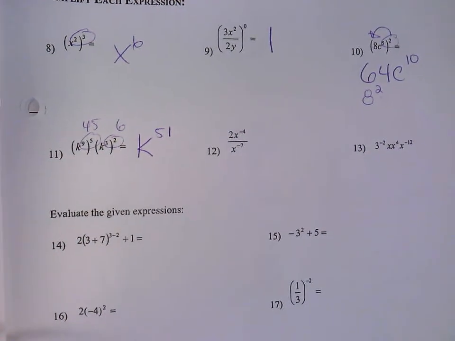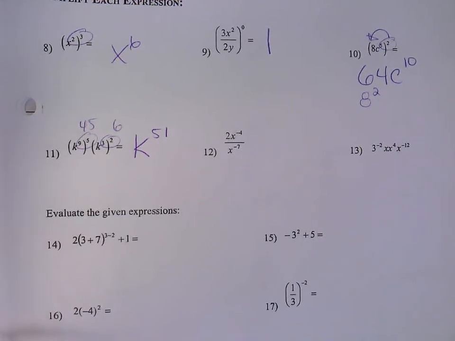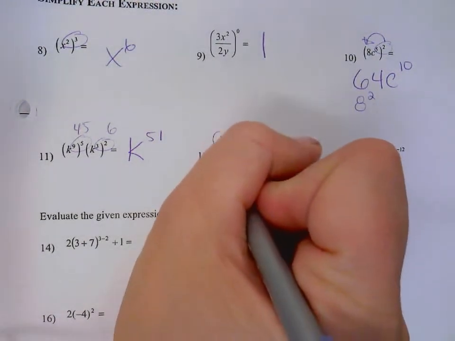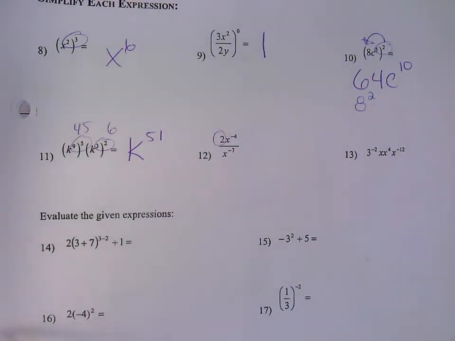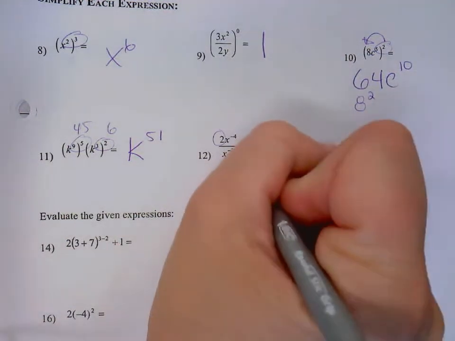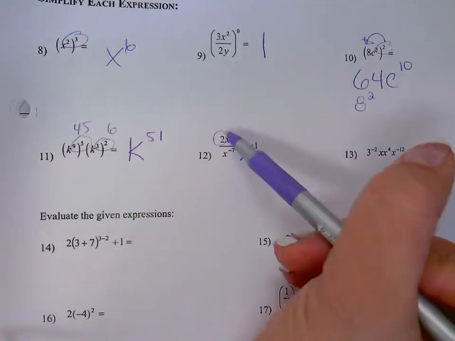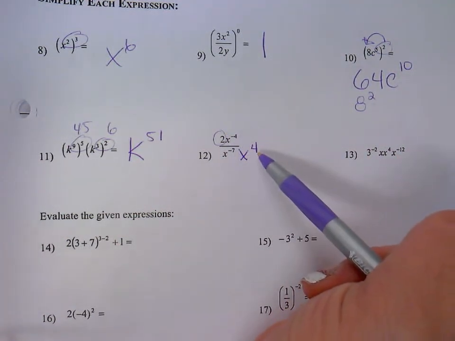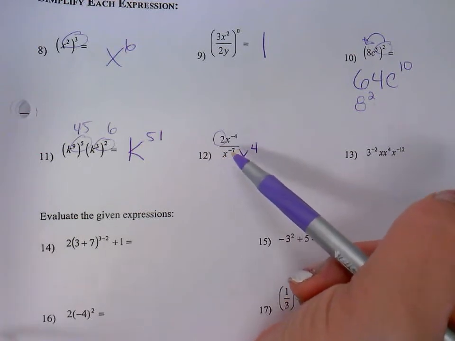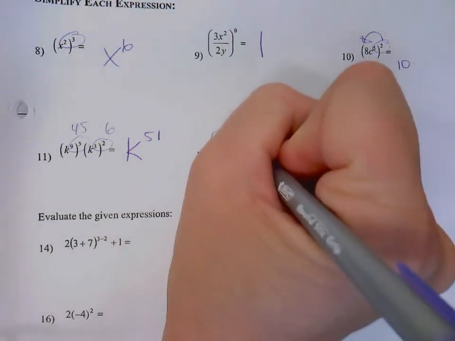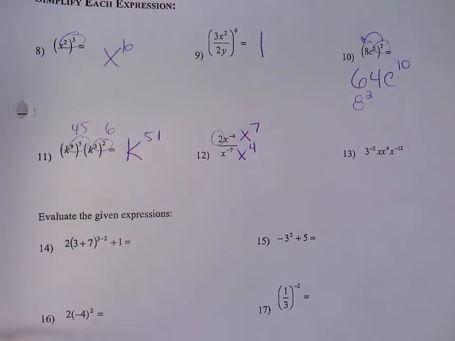All right, so then we get to some negative exponents. The 2 technically has a positive exponent, so it's happy where it is. X to the negative 4 is not happy where it is, so you're going to move it down to the denominator and make it x to the positive 4. X to the negative 7 is not happy where it is. You're going to move it up and make it x to the positive 7.